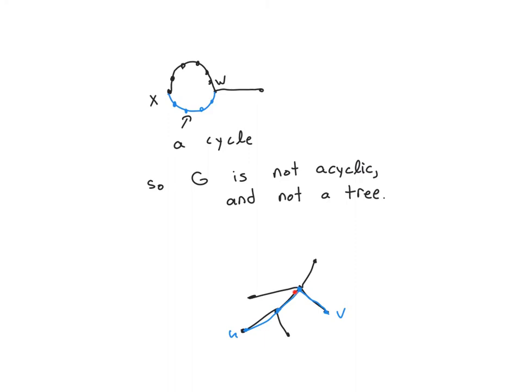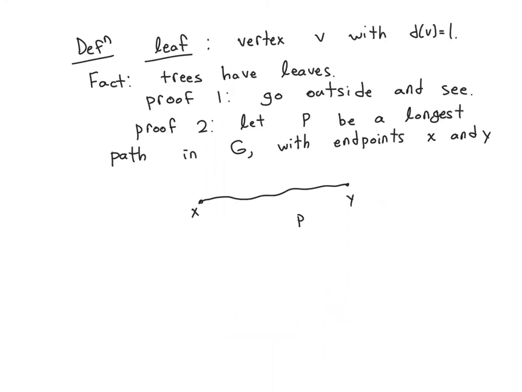We also notice once you have a tree, you've got these funny features. There are these vertices of degree 1 that always seem to exist. A vertex of degree 1 is called a leaf. So here's a fact: trees have leaves.